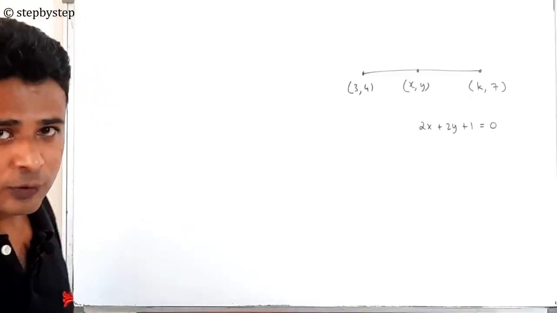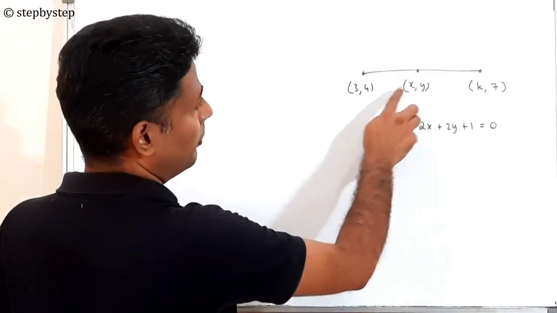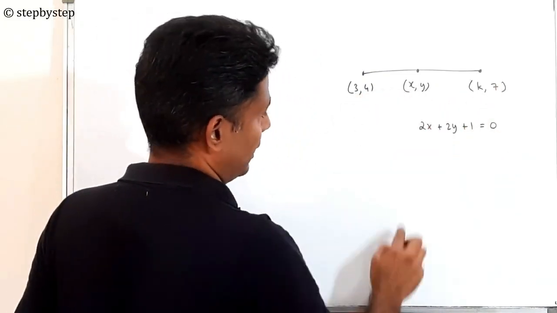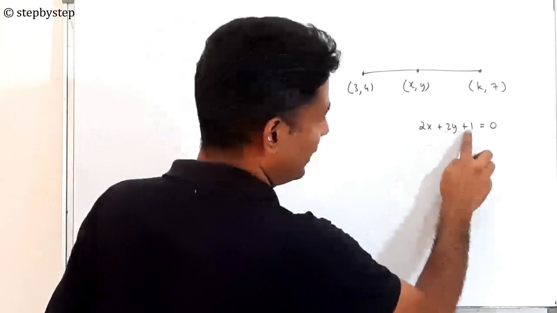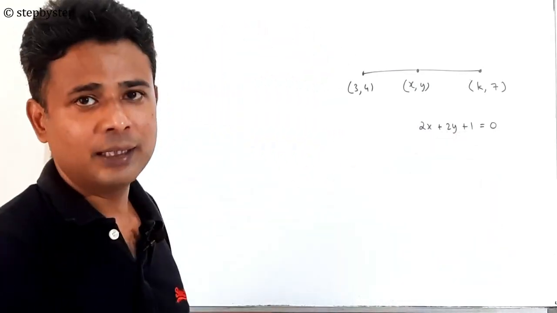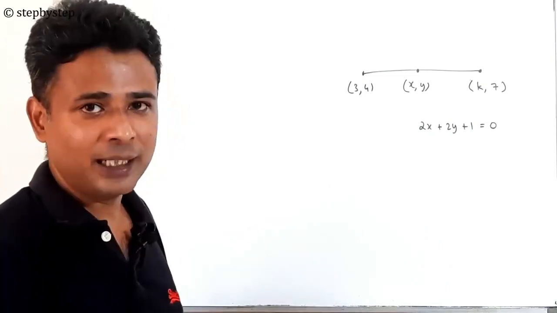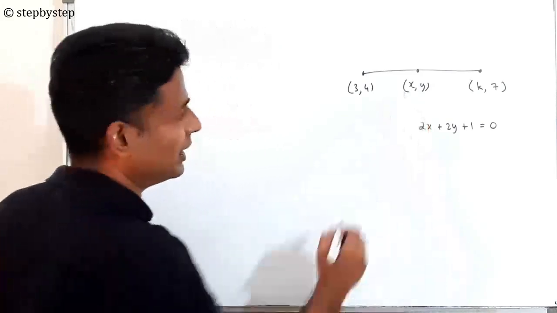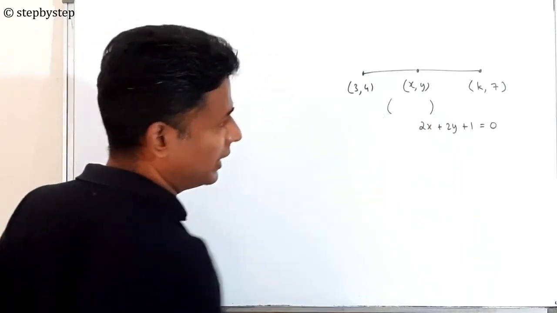Alright guys, now the next question they have said is: the midpoint of the line joining (3, 4) and (k, 7) is (x, y), and they have told us 2x + 2y + 1 = 0. We have to find the value of k. It looks very complicated, but it's a very simple problem. Now this is a midpoint, so using the midpoint formula, can we find the coordinates?